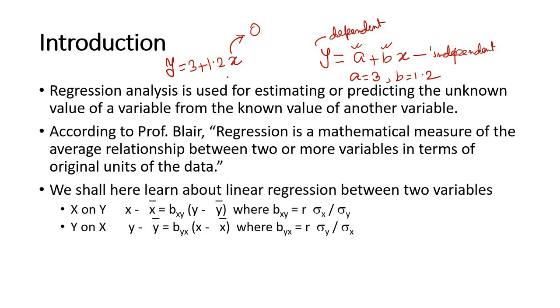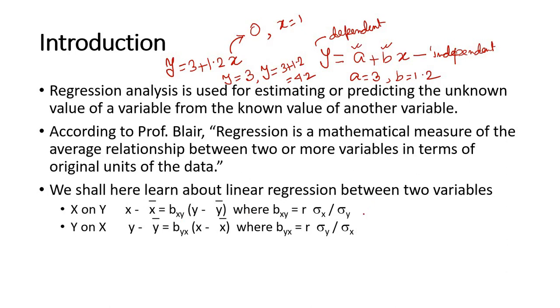Just replace x with 0 here, then you will get y equal to 3. Suppose you have x equal to 1 and you want to find the value of y. From this relation we can find it easily, and the value will come out to be 3 plus 1.2 into 1, which is 4.2. So this helps us to find out y, and this is basically the purpose of regression. Simple linear regression looks like this.